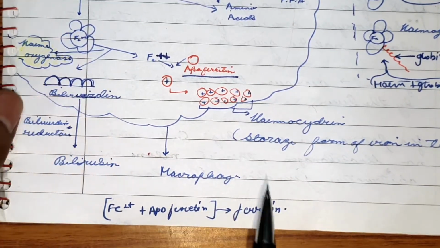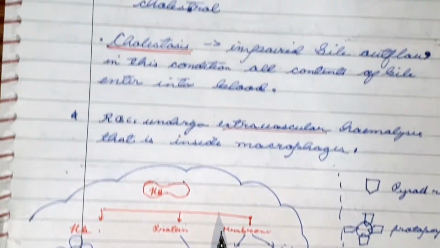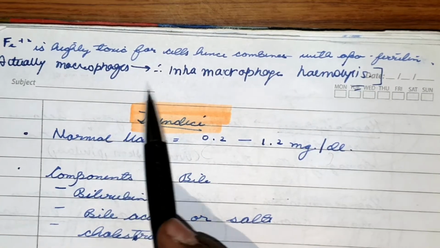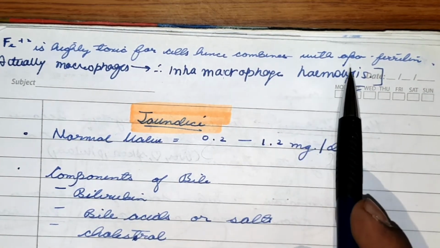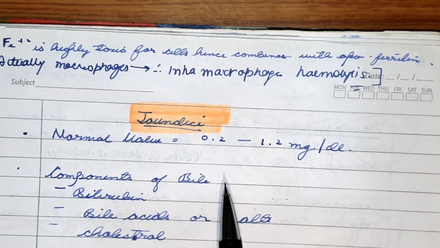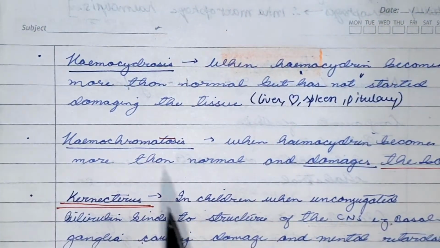Now, why is this combination of iron with apoferritin very important? This is because iron is highly toxic for the cell, hence it is combined with apoferritin. It can cause cell lysis, cell damage. That's why we don't want iron to roam freely in the body. Now let's understand some various terms.